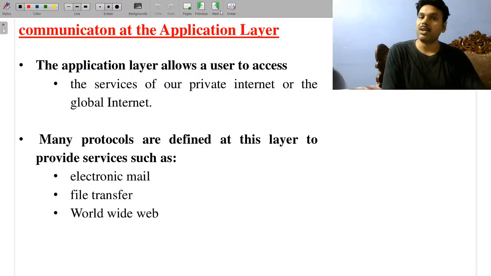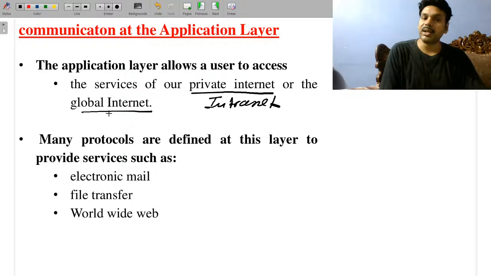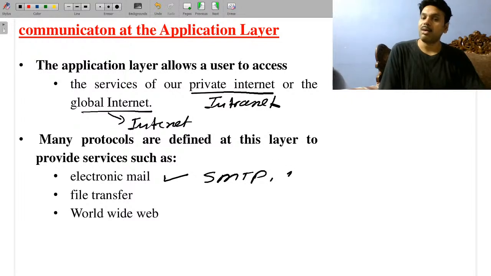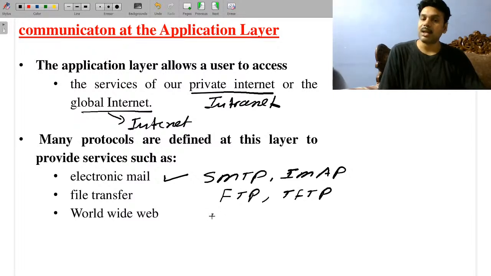The same feeling you will also see at the application layer. The application layer is going to provide a user interface to access data through private networks or through the internet. A private network is nothing but an intranet, and the global network is your public network, which is nothing but the Internet. And it is going to offer many kinds of protocols. I listed three here. Email, which is nothing but the SMTP protocol and the IMAP protocol, together you send and receive mails. File transfer protocol, FTP as well as TFTP, and the other one, WWW as well as DNS.